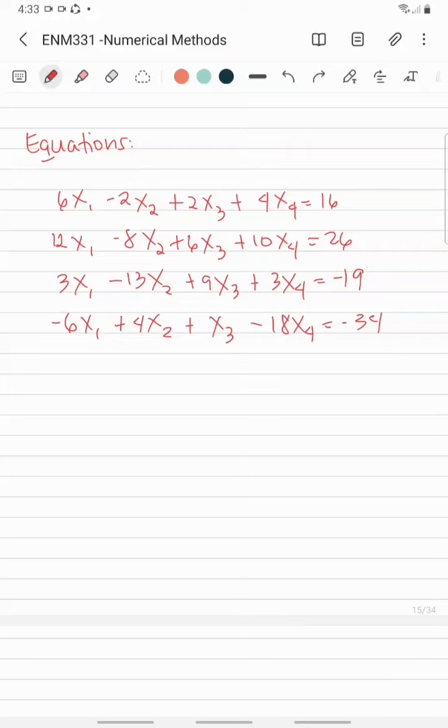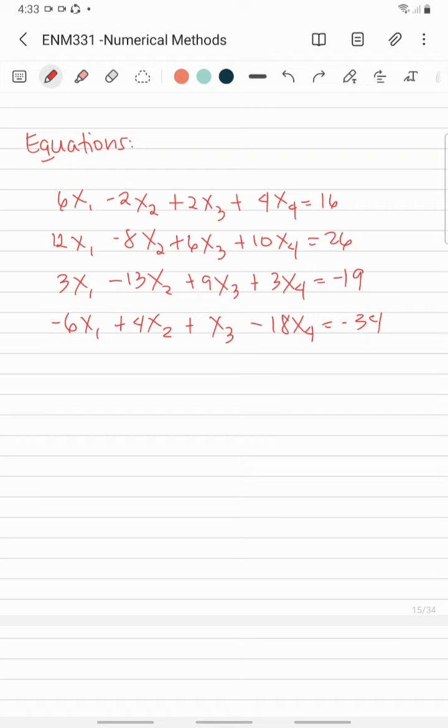Okay, we will solve these equations. This is an example of a system of linear equations. We will solve this using Gauss elimination with row pivoting. So each equation becomes a row and each variable becomes a column.